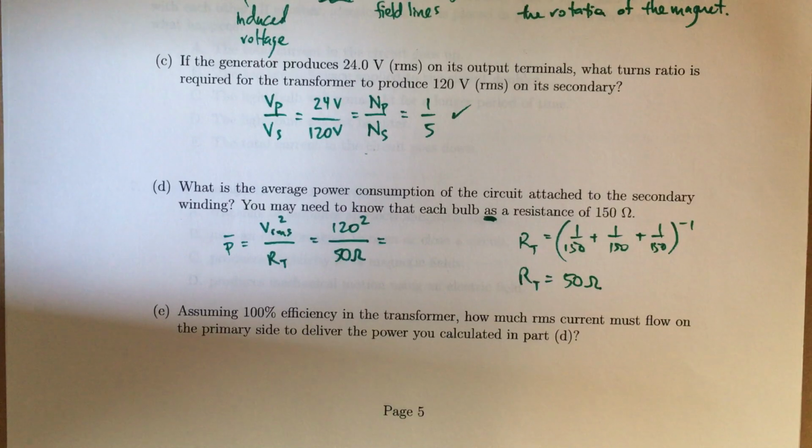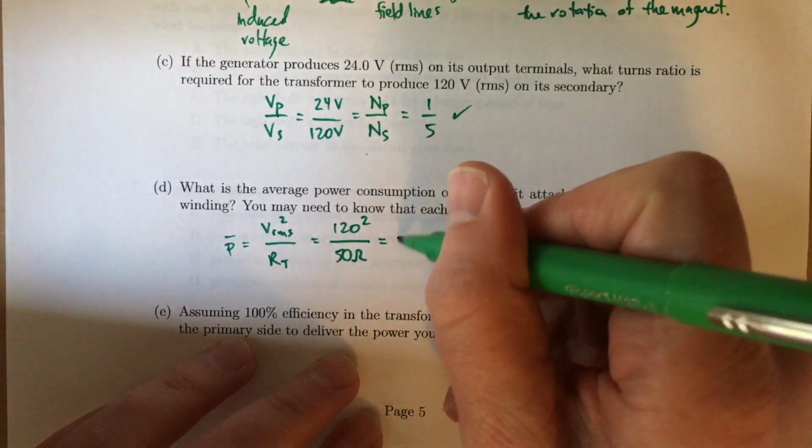You'll hear me go clickety click here in the background. Divided by 50, 288. All right, there we are.